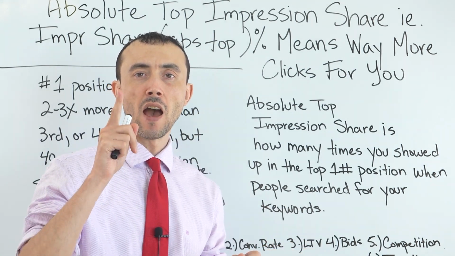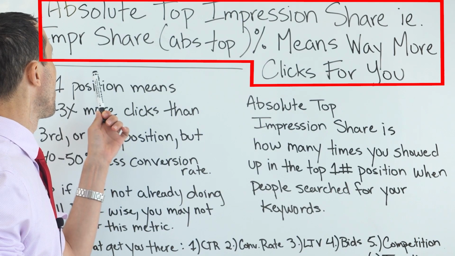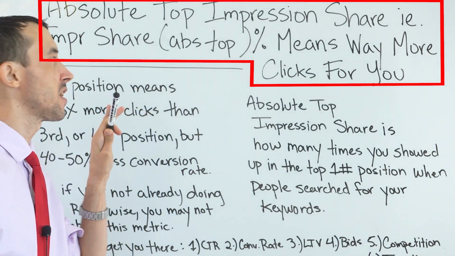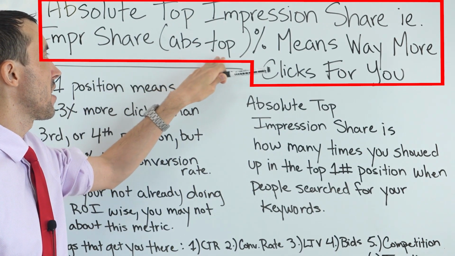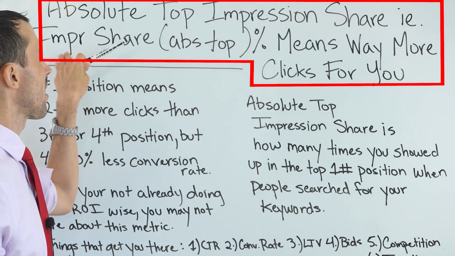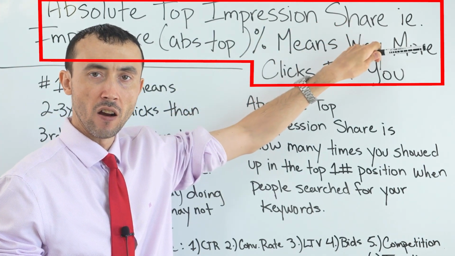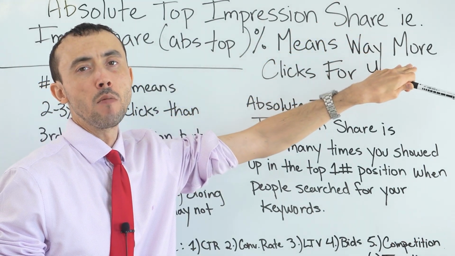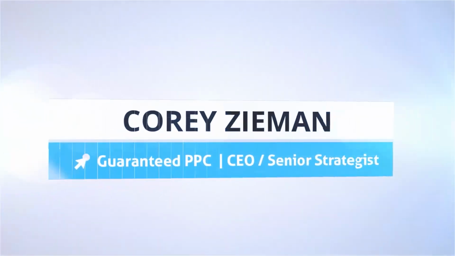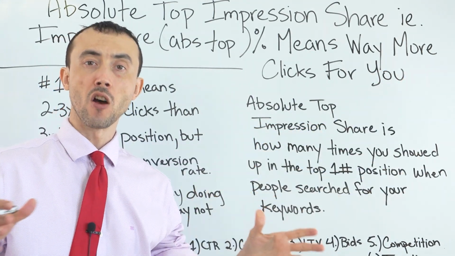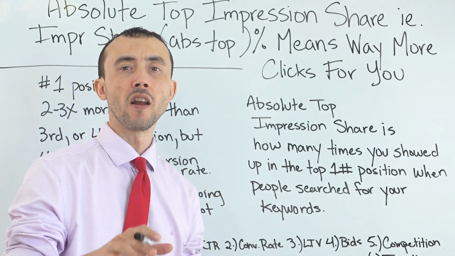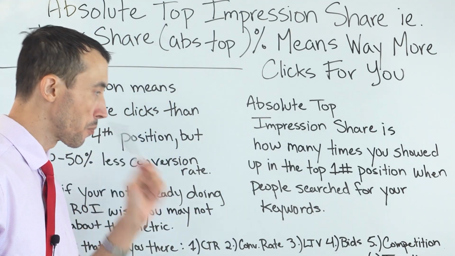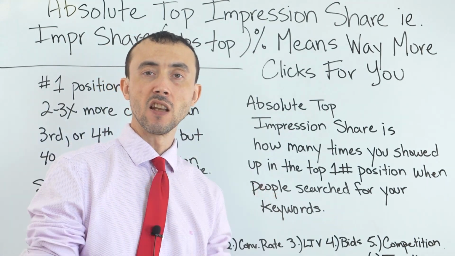This video today is about absolute top impression share, or you may see it inside your Google Ads account under the column headings, Impr. share (Abs. Top %). But that in itself stands for absolute top impression share. And why this means way more clicks for you by getting it as close to 100% as you can. Now, disclaimer, you don't always want 100% absolute top impression share. Why? Because it's not going to make you the most profit.